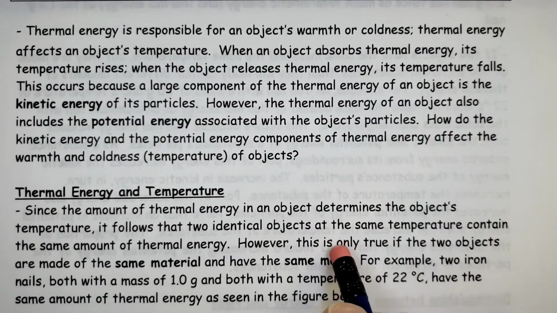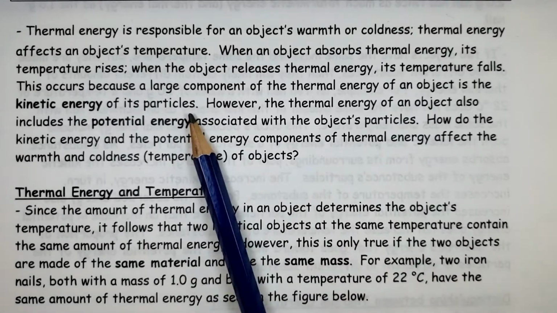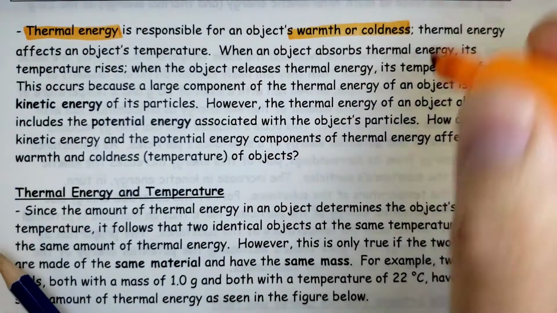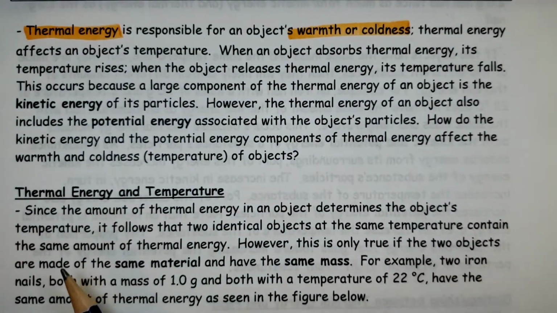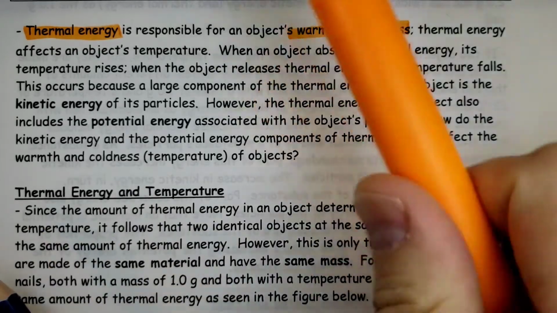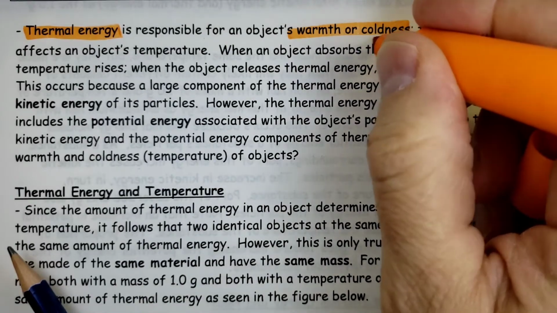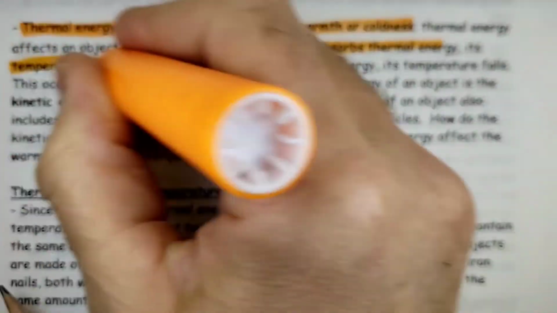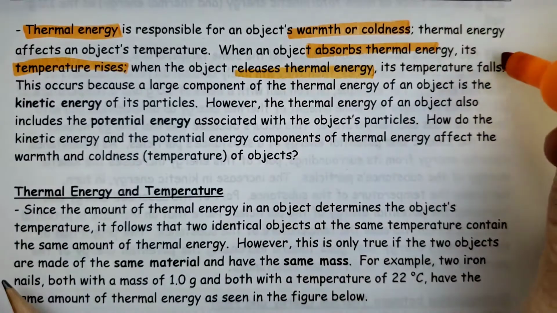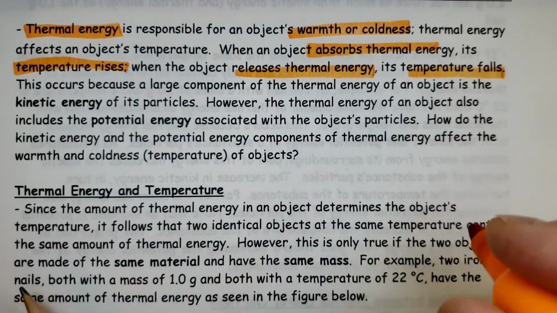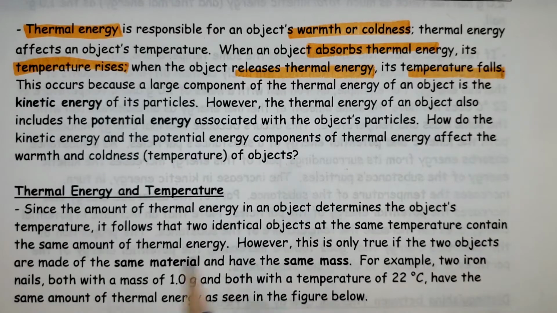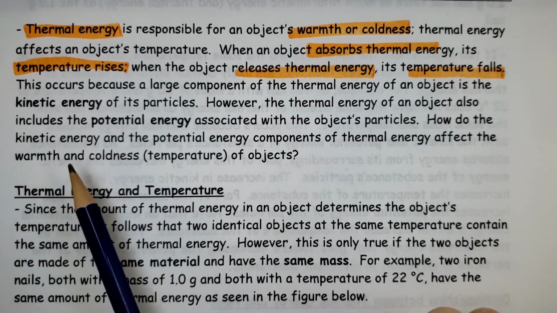Okay, so thermal energy is responsible for an object's warmth or coldness. Just like you highlight that. Thermal energy describes whether something is warm or cold. Thermal energy affects an object's temperature. When an object absorbs thermal energy, its temperature rises. So when you absorb, temperature rises. When you release energy, temperature falls. Again, trying to do away with that conception of if you attract coldness, you get cold. No, it's because you're releasing thermal energy and you perceive that as being colder.